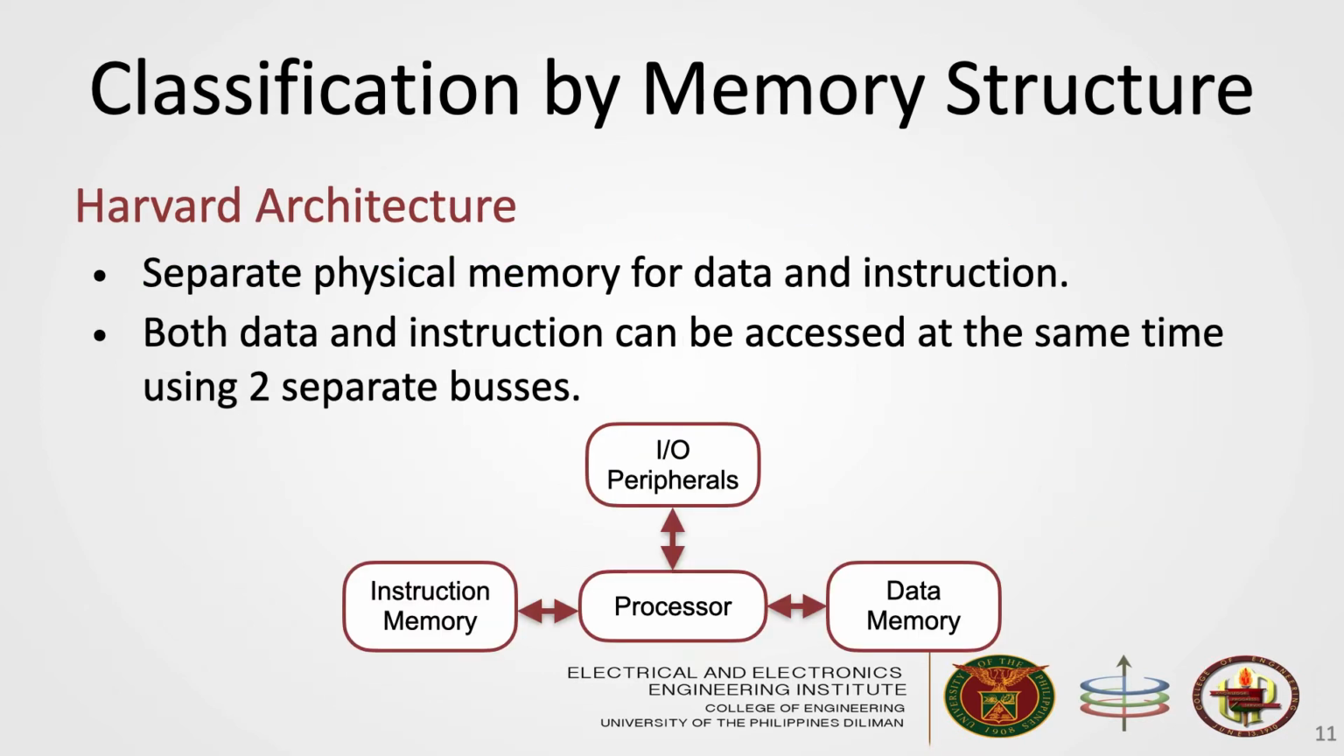This bottleneck was addressed by the second architecture called Harvard architecture. In this architecture, there is a separate physical memory for the data and instructions. Aside from that, there are also two separate buses that enable the access of data and instructions at the same time.